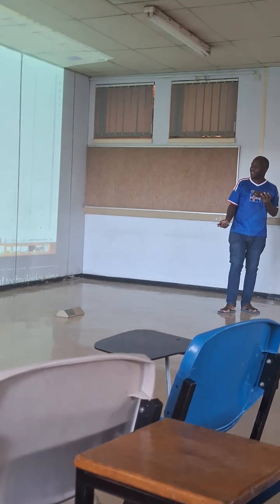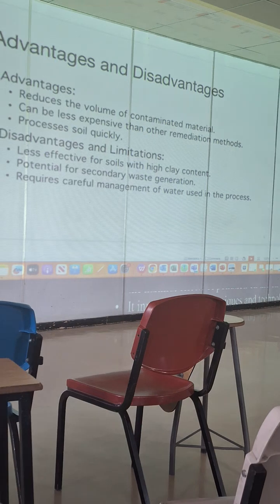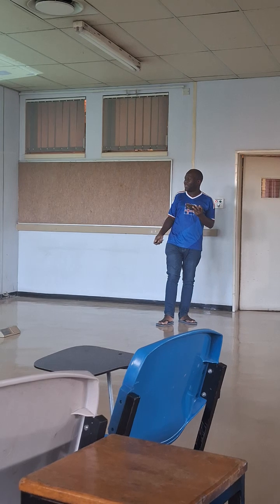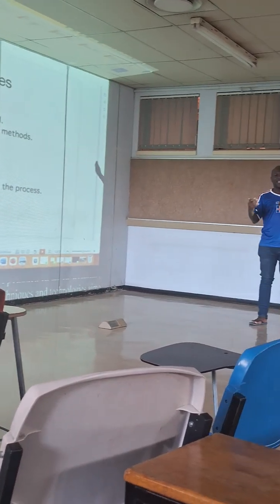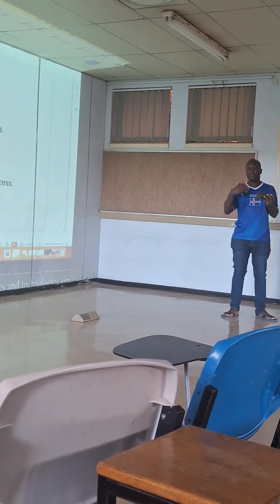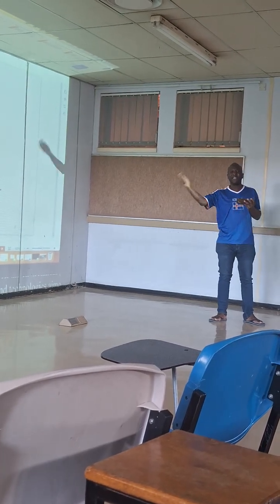And also we have potential for secondary waste generation. What we are able to extract in terms of the pollutants also becomes a secondary hazard on its own. So that is an issue that we have to look at. And it requires careful management of water used in the process. As I said, we want to recirculate as much of what we put in as possible to avoid causing other forms of pollution.